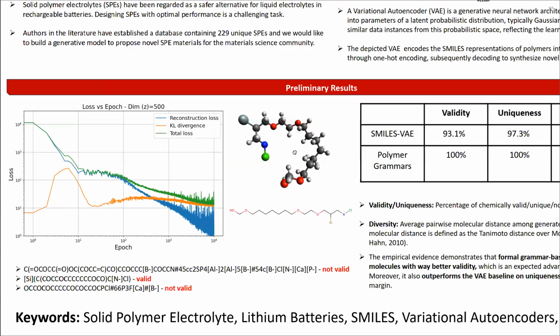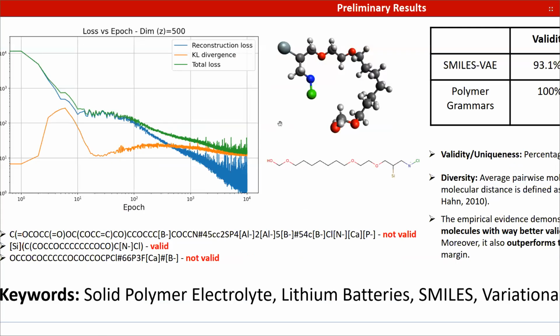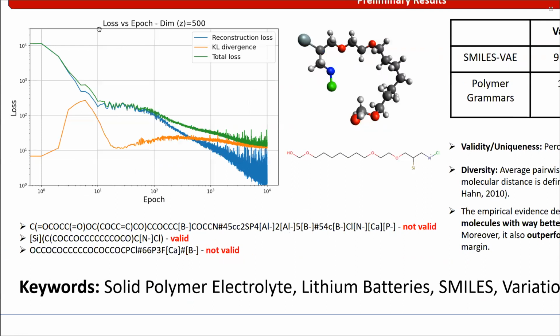And here we have the results of our work. This figure shows the loss versus the epoch. The blue line represents the reconstruction loss, and the orange line represents the KL divergence. And the KL divergence represents how far we are from the normal distribution. Our goal is to minimize both losses, the reconstruction loss and the KL divergence.